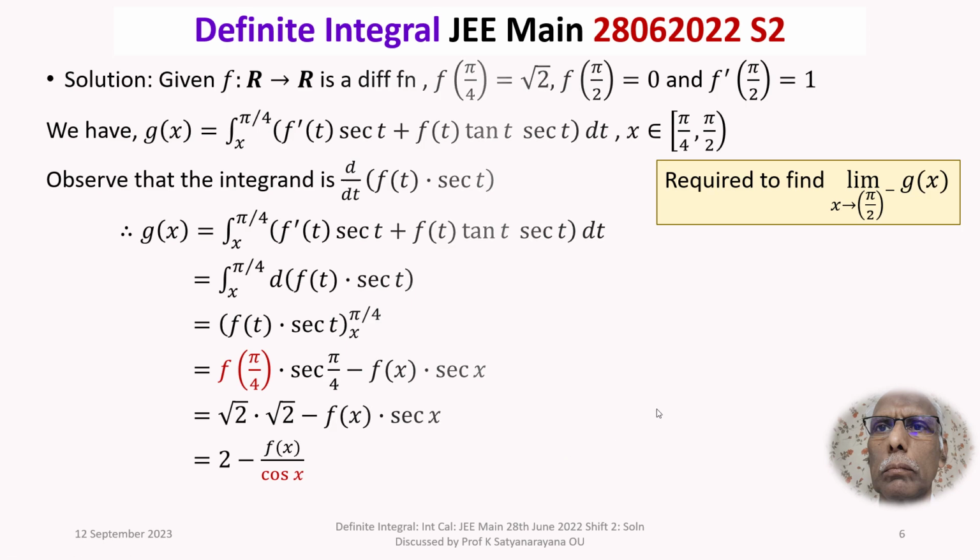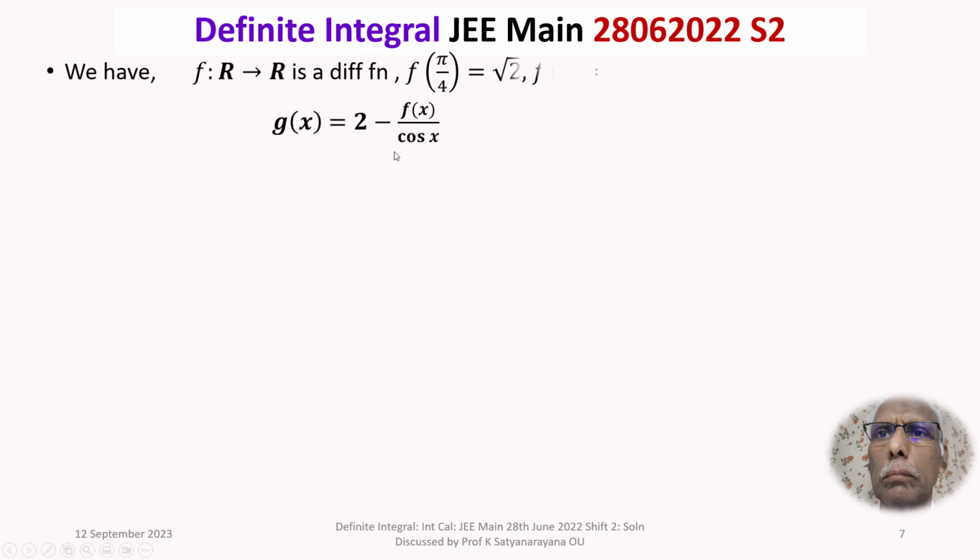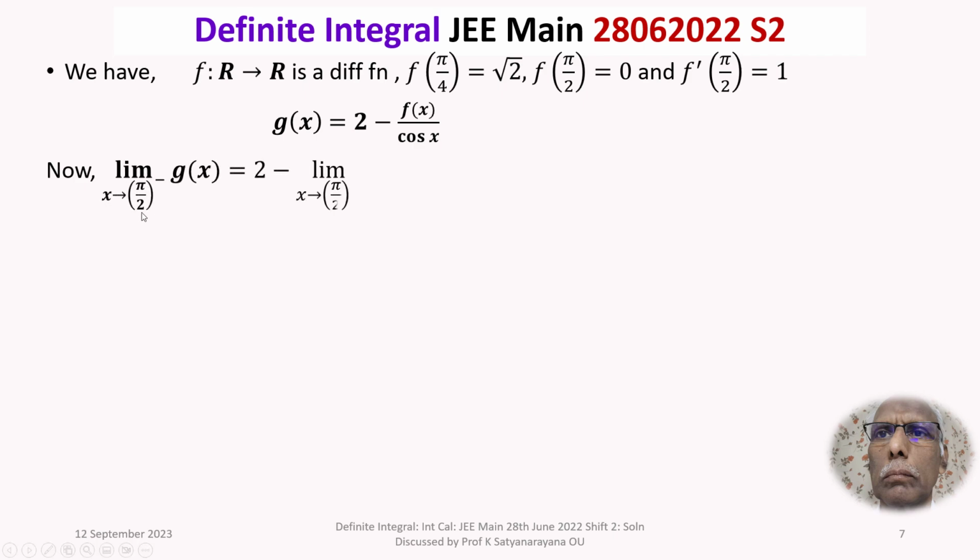We continue in the next slide. So this is what we have done, and x belongs to that semi-closed interval pi by 4 to pi by 2. Agreed. Now limit x tends to pi by 2 minus of g of x, that means the left hand limit of g of x at pi by 2, that is equal to limit, taking the limits on both sides.